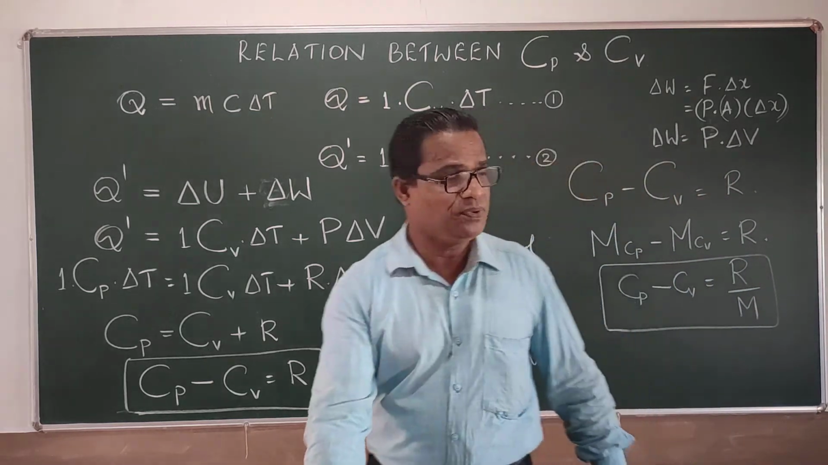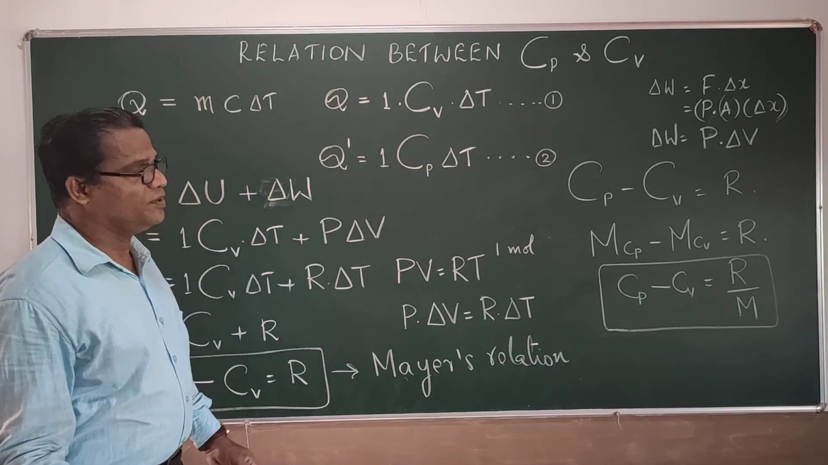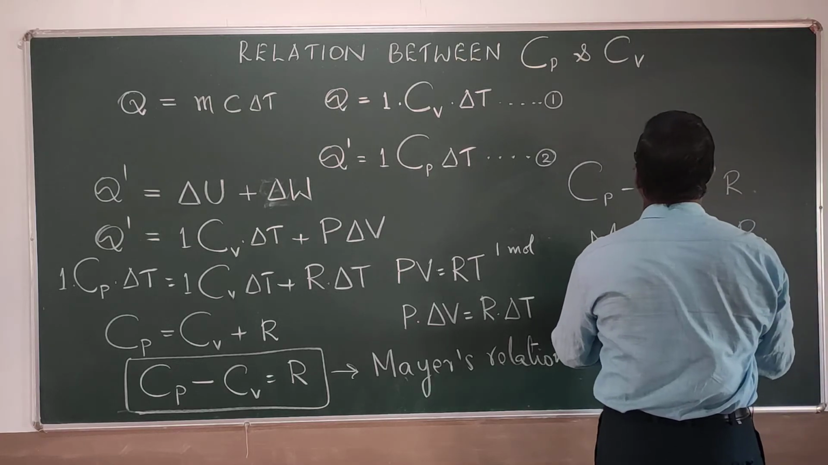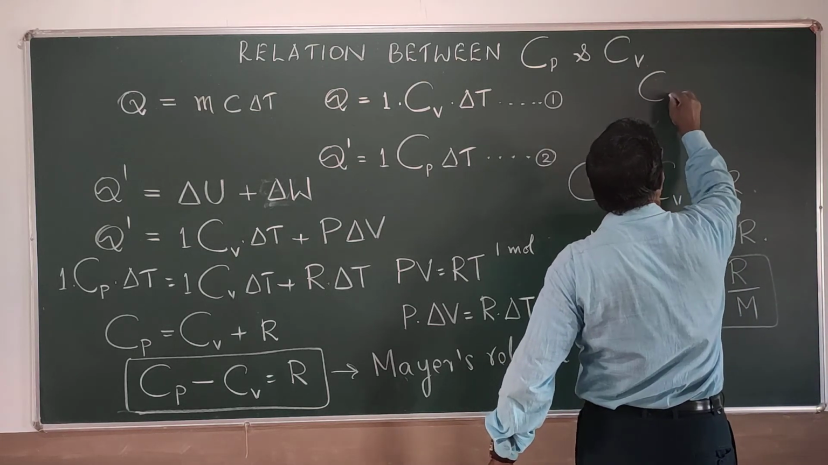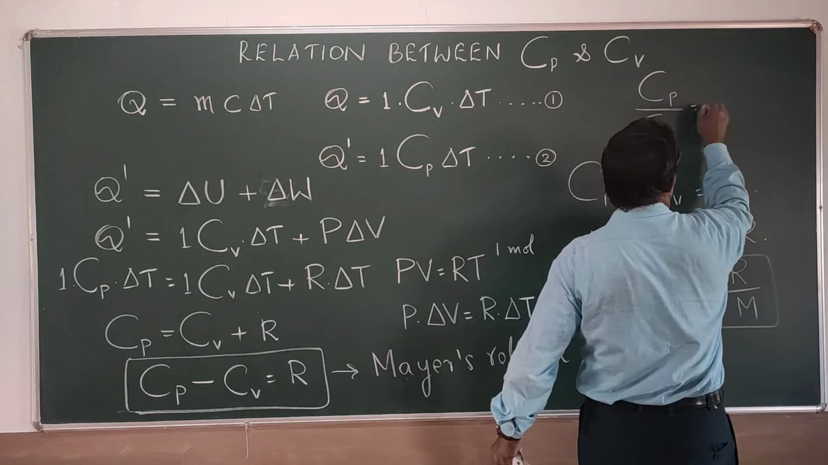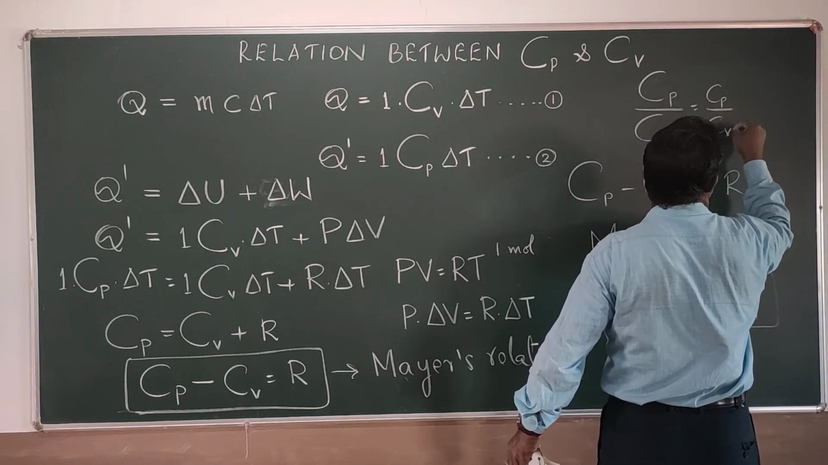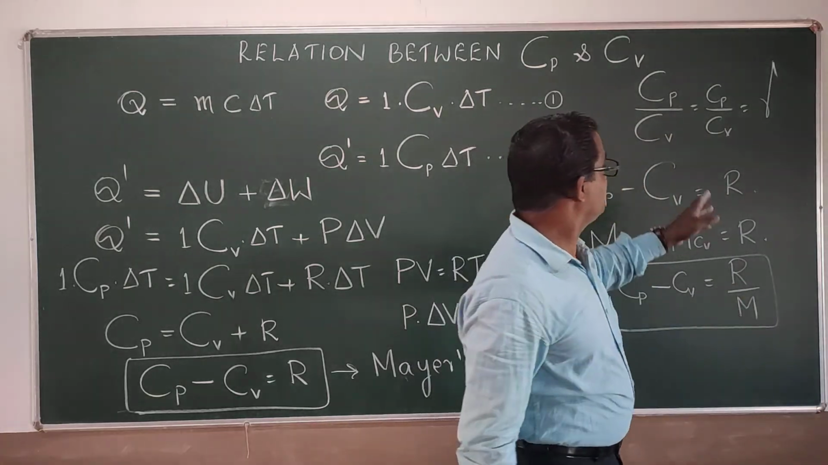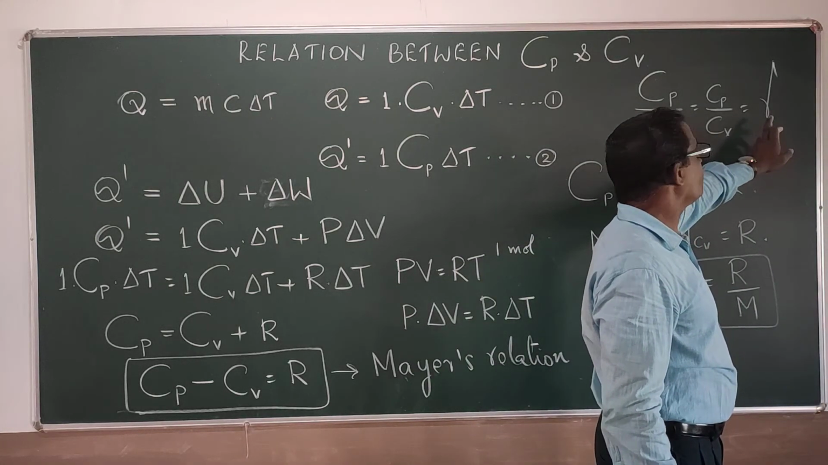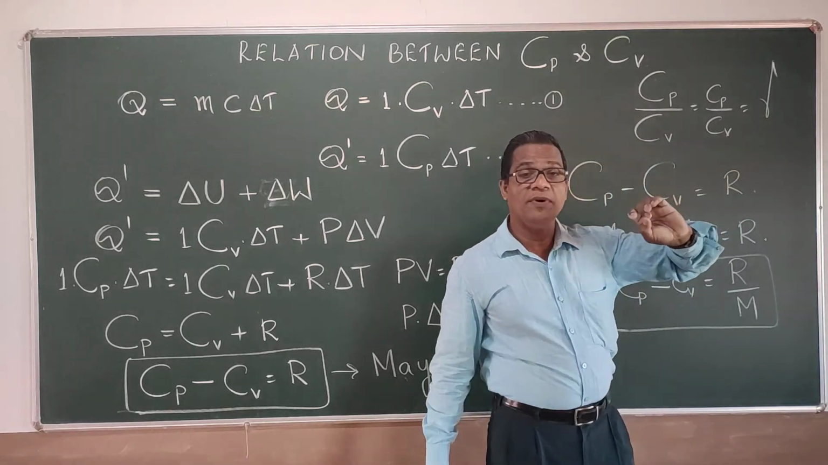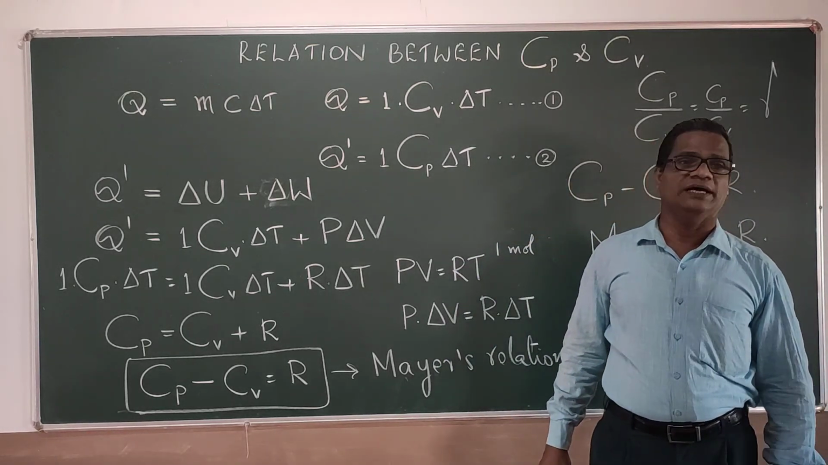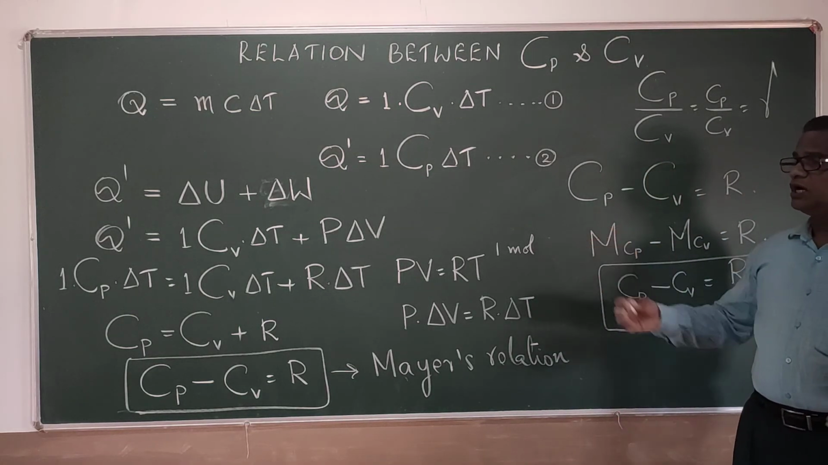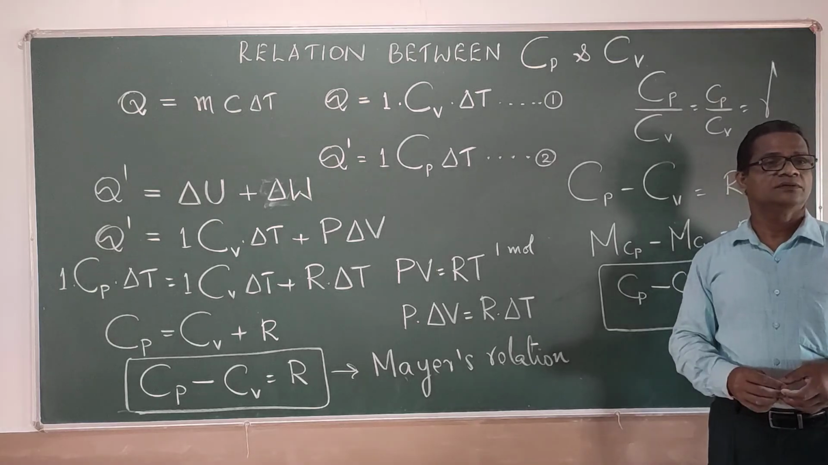And relating Cp and Cv, one more relation you have to remember, that is Cp by Cv equal to gamma, the ratio of specific heats of the gas, also known as the adiabatic constant of the gas. So these are the points relating to the specific heats of the gas.